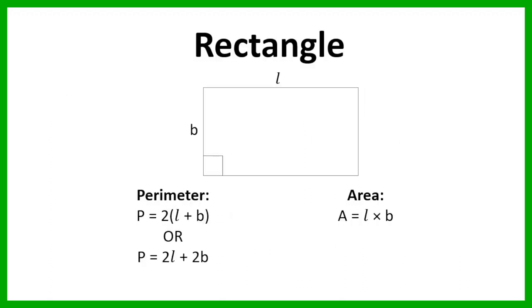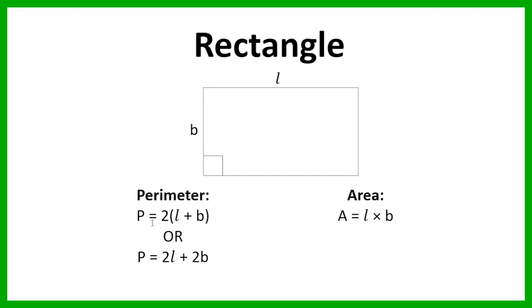The first one, for the rectangle, the perimeter. Remember, perimeter is the total distance around the outside of the shape. So if I've got a rectangle, you should know that in a rectangle, opposite sides are equal to each other. So if this is a certain length, this will be the same length. And if this is a certain length, this will be the same length. Okay, so I've got two lengths and two breadths.